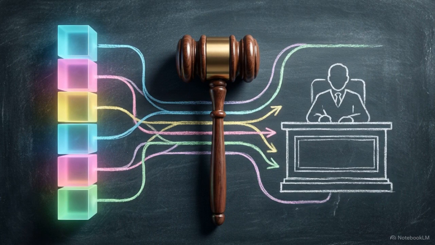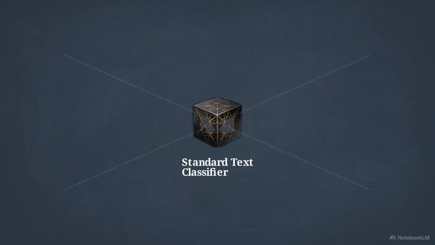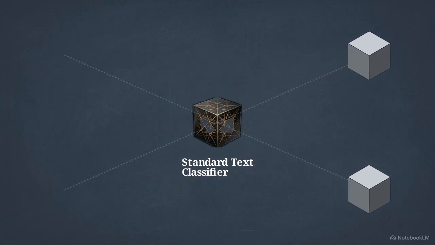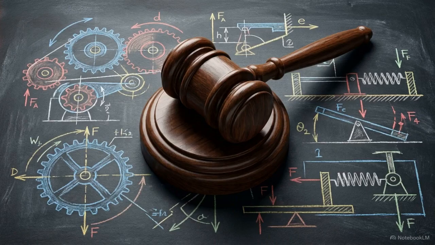Most machine learning models built to predict legal judgments ignore this distinction. By focusing solely on optimizing generalized legal logic, they treat the presiding judge as an invisible, static variable. They are judge-agnostic. Because of this, a standard text classifier looks at a procedural strikeout and a substantive, fact-driven victory and processes them as identical mathematical outcomes. It obscures the unique discretionary mechanisms driving each decision.